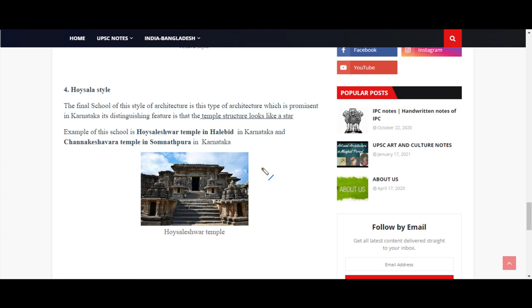Now we move ahead to the last or final sub-school of the Dravid style of temple architecture, which is the Hoysala style. In this style, we find that the temple architecture was in the shape of a star. So when you look at the structure or the design of the temple, you will find that it looked in the shape of a star. And the examples of this style are the Hoysaleshwar temple at Halebid in Karnataka, and the second one is the Chanakeshwara temple at Somnathpura in Karnataka.